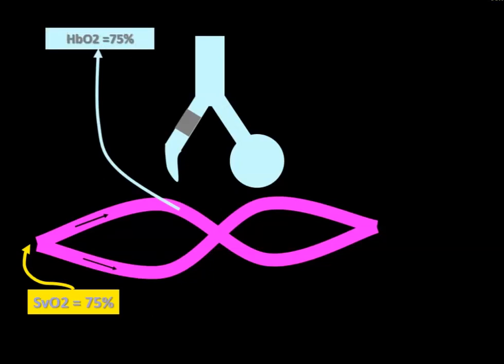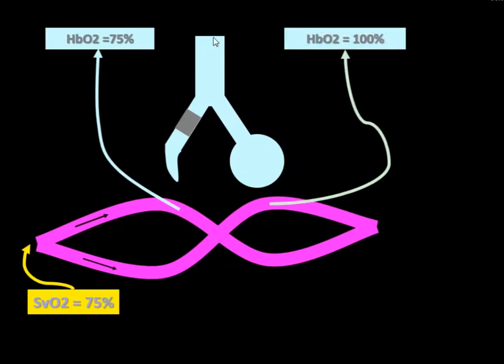So imagine we have a 50% shunt, okay? I don't want to make it too complex, but if we have a 50% shunt, so 50% of the blood does not see oxygen, you have blood entering the lung with a saturation of 75%, and this blood will leave the lung with a saturation of 75%. This blood is oxygenated, sees oxygen, and leaves the lung with a saturation of 100%.